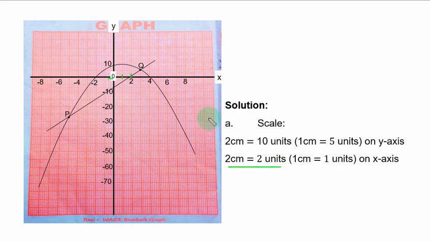Then on the y-axis is the same thing. From the origin, this is the end of the first box, 1 cm. Then the second box, 2 cm, and you have 10 units. So 2 cm equal to 10 units. If you are to state the scale in lowest form, you can also say that on the y-axis, 1 cm is equal to 5 units, and on the x-axis, 1 cm equal to 1 unit.